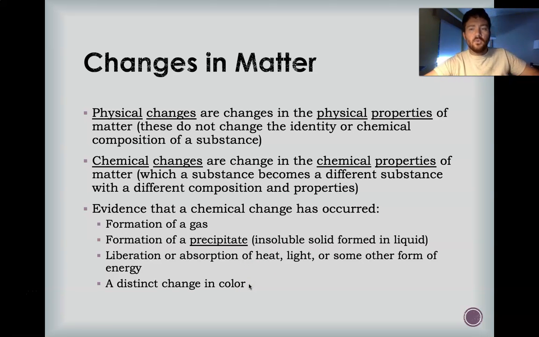So if you mix maybe a Kool-Aid packet with water, the water is going to change color, but it's a physical change. You're just mixing those things together. But if you mix a blue Kool-Aid packet with clear water and it turns green, chemical change. That's something new.